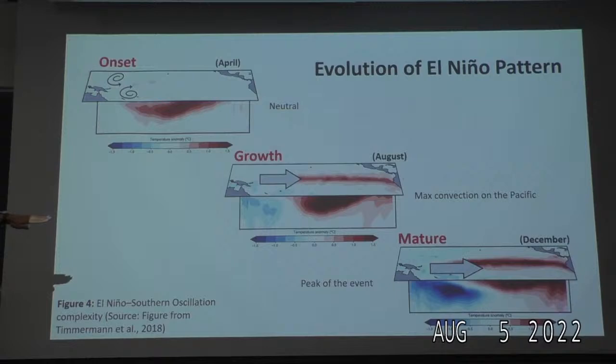Then on the mature phase of El Niño, we are going to have the peak of the event that is going to be in December. But of course, the response of these types of phases of El Niño depends on the region and also depends on the season.